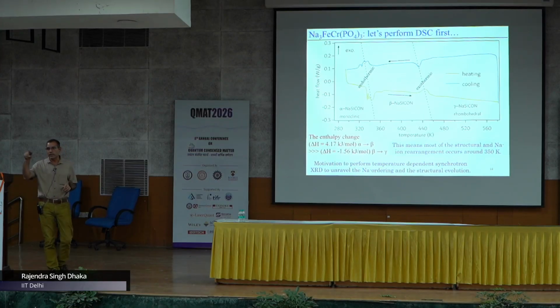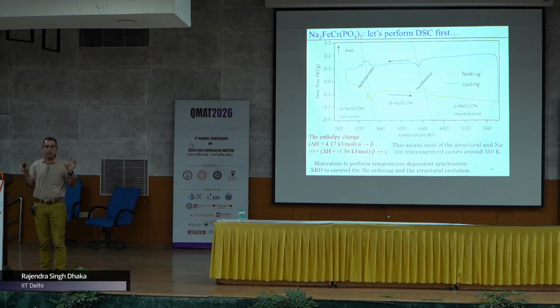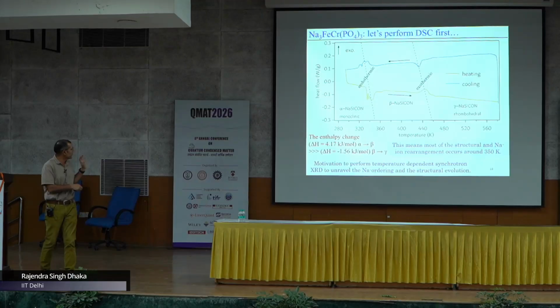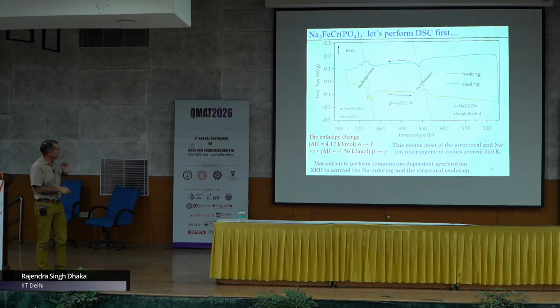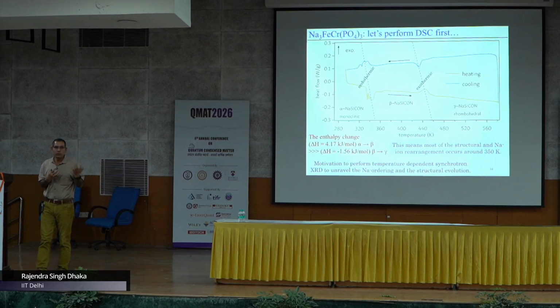So, of course, you take the area under the curve and change the unit, and you will get the delta H value. The delta H value for this transition, which we call alpha to beta, is significantly larger than the delta H value for this transition, which we call beta to gamma. So, that indicates at first glance that in the structural ordering, the major things are happening at this particular transition. Most of the structural and sodium ion rearrangement is happening at this first transition, alpha to beta, which is around 350. So that of course motivates us to probe more.